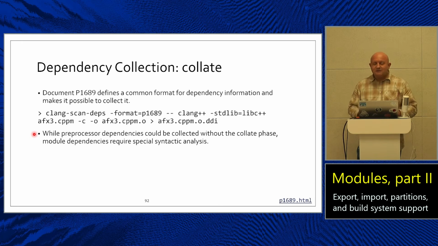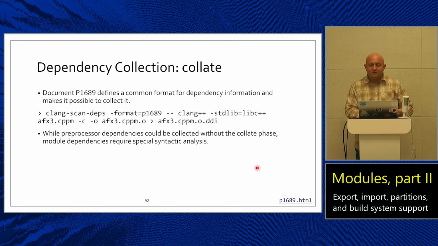That lightweight analysis stage is called collate. Tools like clang-scan-deps, or their GCC and MSVC counterparts, use it to collect module dependencies safely and predictably. And this is where the document P1689 comes in. It defines a unified format for this dependency information. If you've ever wondered why CMake suddenly started working with C++ modules, this is why.